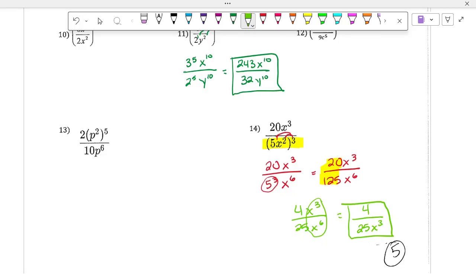And that's it for 5.1. So if you have any questions, please feel free to reach out. And remember, you do have that Delta Math for 5.1. It is a combination of 5.1 and 5.2. So you really only need to do the parts for 5.1, and you can do the 5.2 part later.